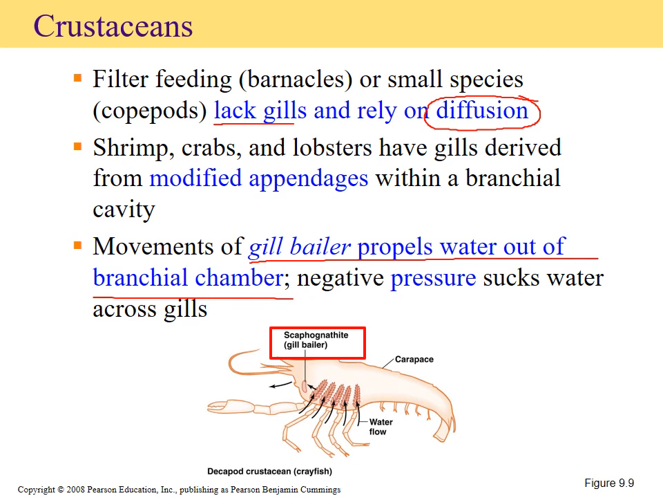So as you can follow the black arrows, it allows the medium to enter past the gills and then exit through an opening very close to the mouth. So this would then be an example of unidirectional flow.